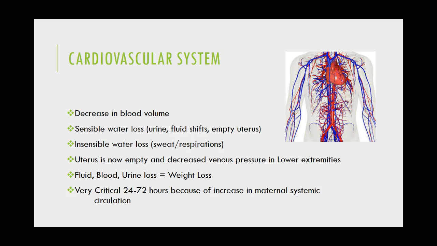With the cardiovascular system, we end up with a decrease in blood volume, partly because of the diuresis that moms are experiencing. We have sensible water loss through urine, fluid shifts, and an empty uterus. And then we have an insensible water loss through sweat and respirations. Remember that during labor, moms will sweat and their respiratory status will change. So they're going to be blowing off a lot of condensation, and that's that insensible water loss.